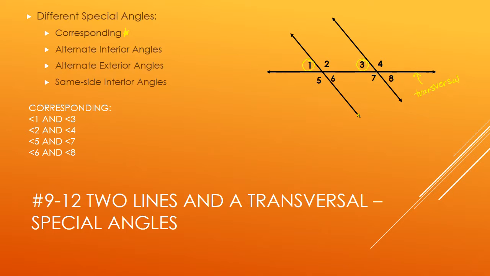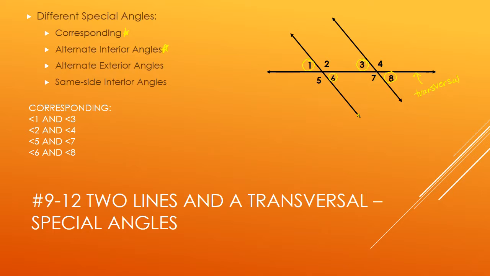Again, same relationship to the transversal. 6 is below the transversal and to the right of its line. So the corresponding angle will be below the transversal and to the right of its respective line. That's 8. Okay, so now let's look at alternate interior angles.